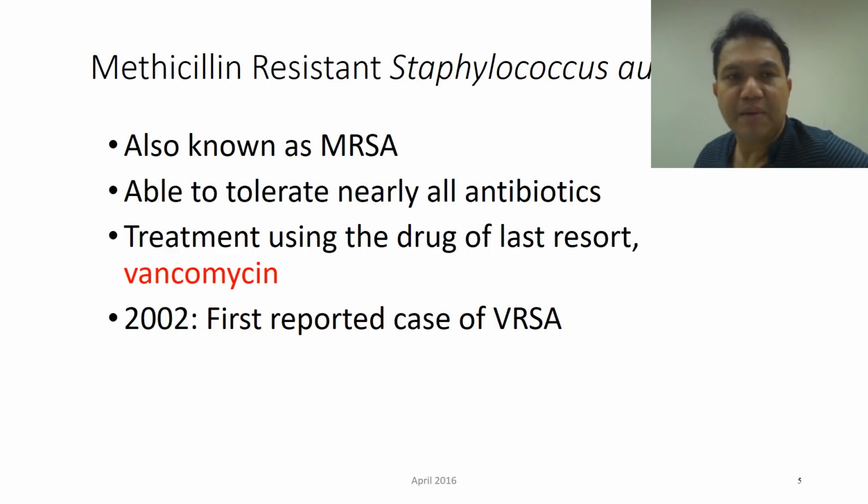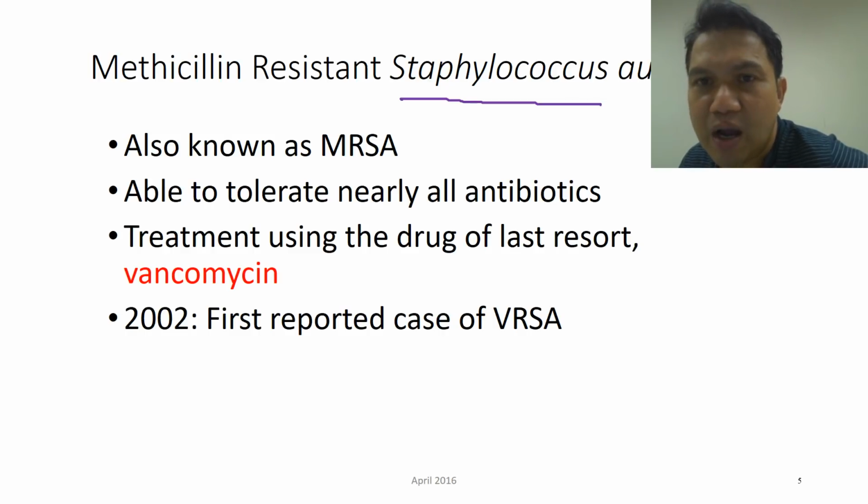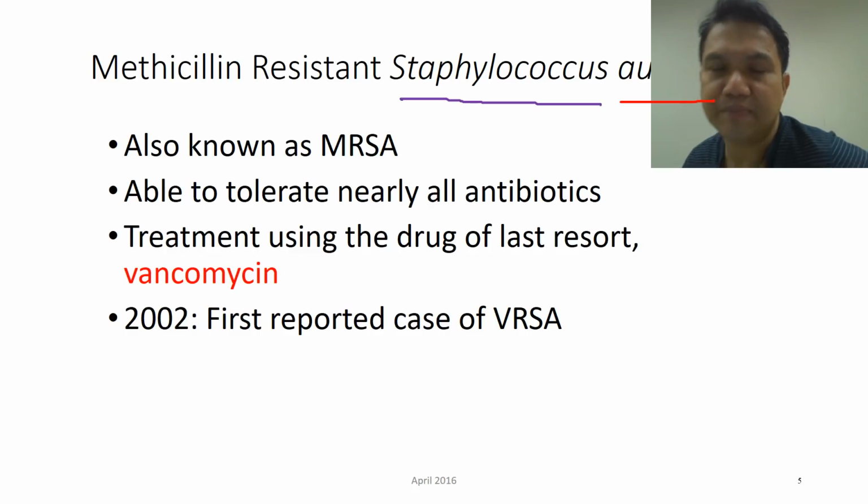Now, MRSA. What is MRSA? Well, it is a strain. You know that all living organisms have two parts to their name. The first part is the genus name. I'm underlining for you right now. Staphylococcus is a genus name, and aureus is a species name.